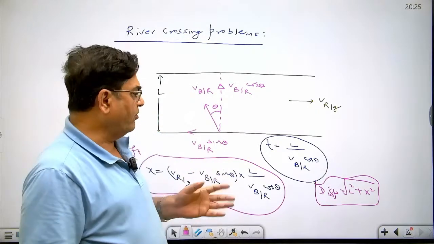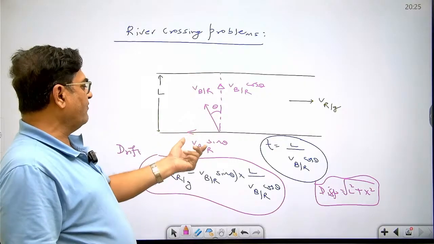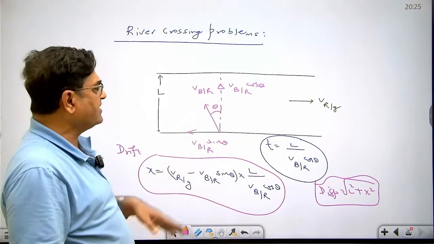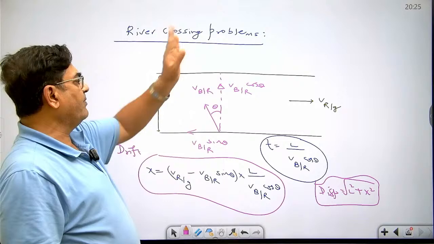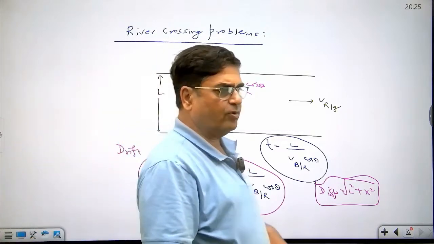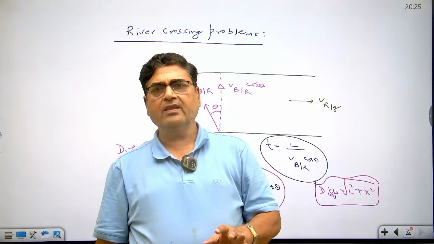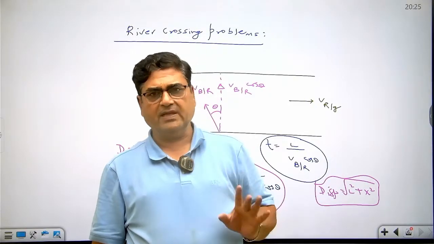Okay. Now, if you want to cross the river along the shortest path, VBR sin theta should be equal to VRG. Then only the boat will be moving in the direction of river width. Okay. So we will look at both the cases separately: river crossing in minimum time, and river crossing along shortest path. So let's see river crossing in minimum time.